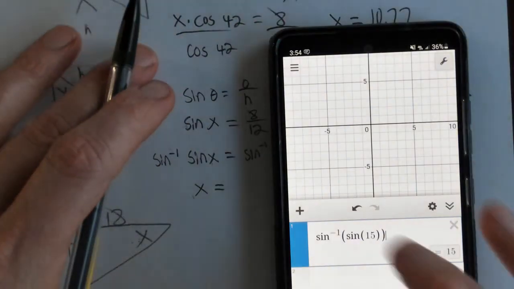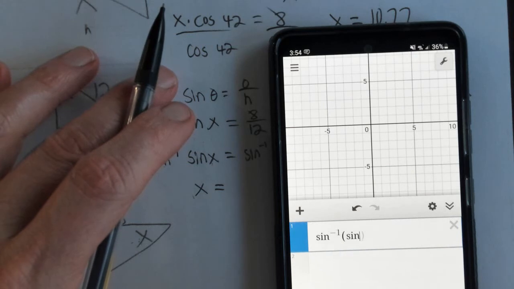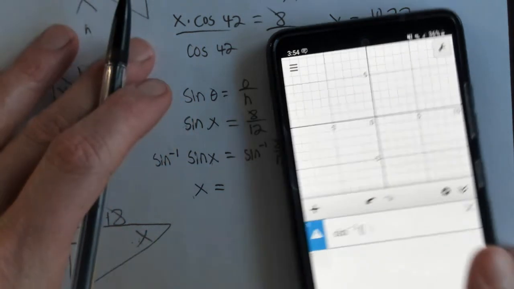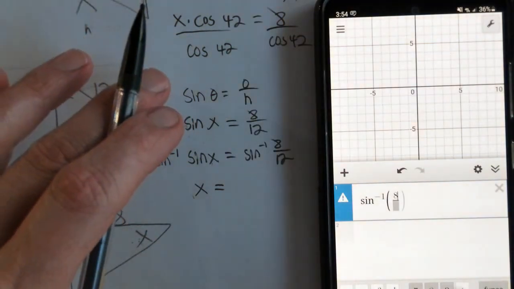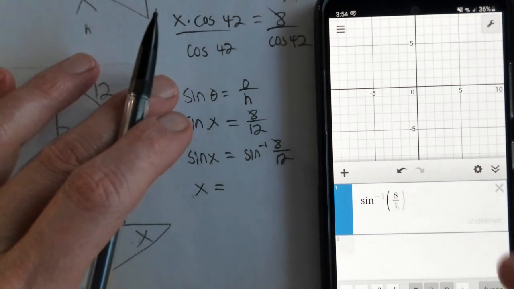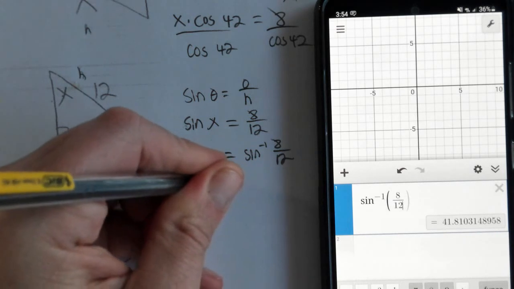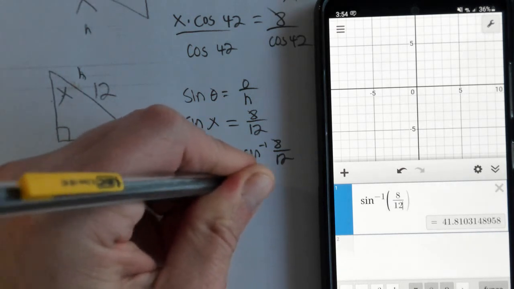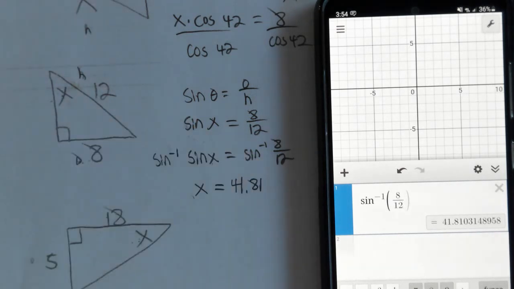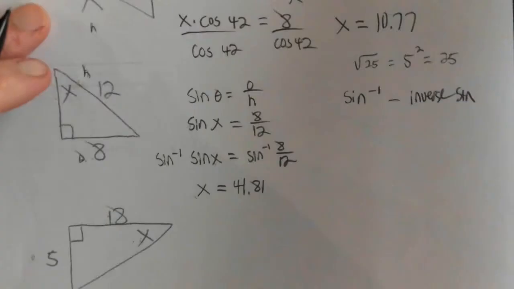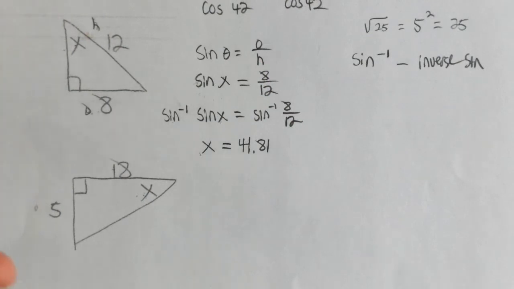And then what do I need to do here now? I need to find the inverse sine of 8 over 12. And it's 41.81. So that degree measure is 41.81 degrees. 41.81 degrees is the answer there. All right? Let me see here. What else do we got?